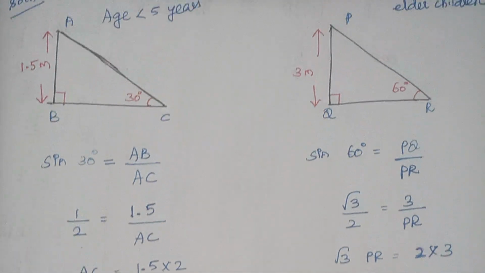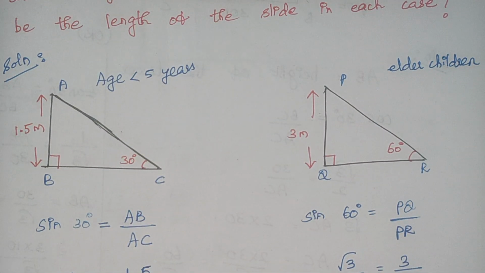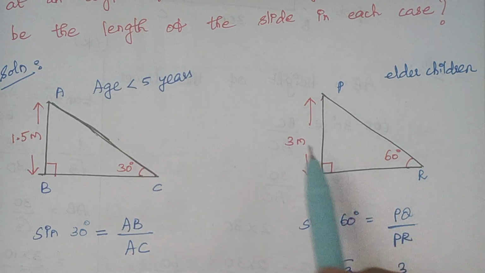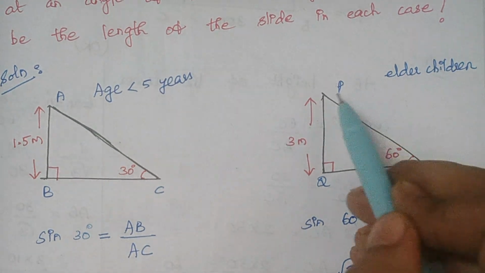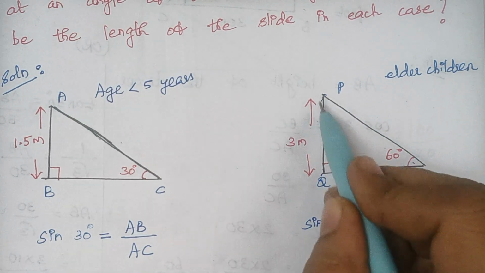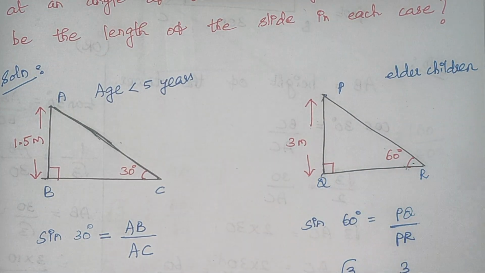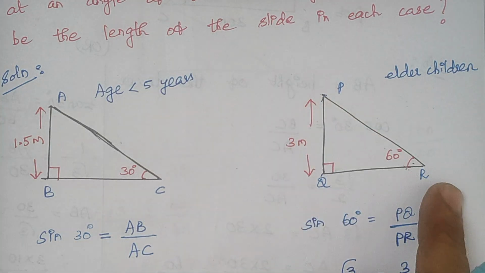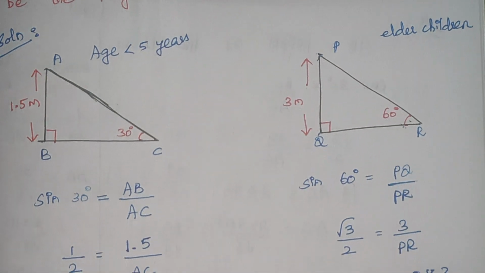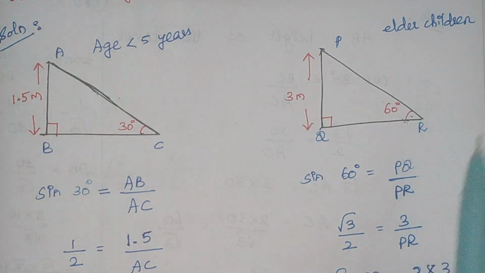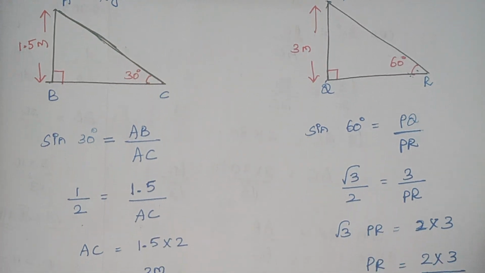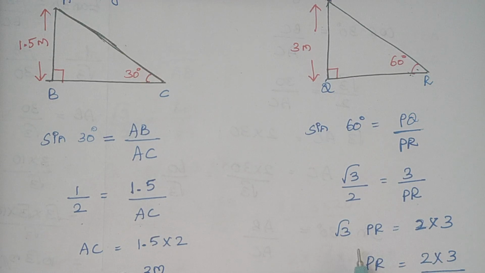Right. So the next thing is for elder children. Okay. Again, this is your slide. Okay. PR is your slide and the top portion of the slide is 3 meter from the ground and the angle is 60 degree. Again, we need to find PR. Therefore, here we are considering sin 60 degree, which is equal to PQ by PR. So just substitute the values and here when you do cross multiplication, root 3 PR is equal to 2 into 3.